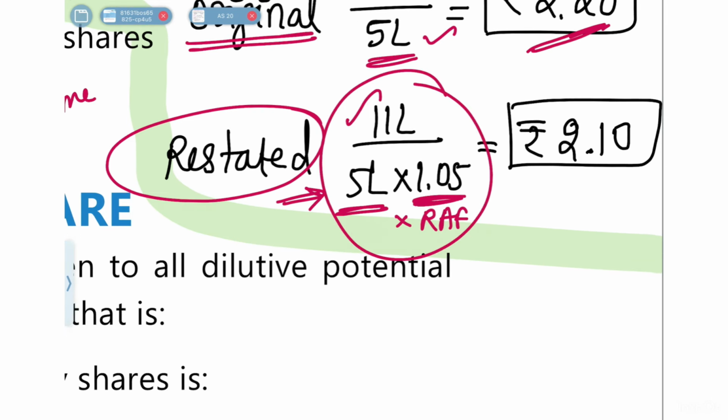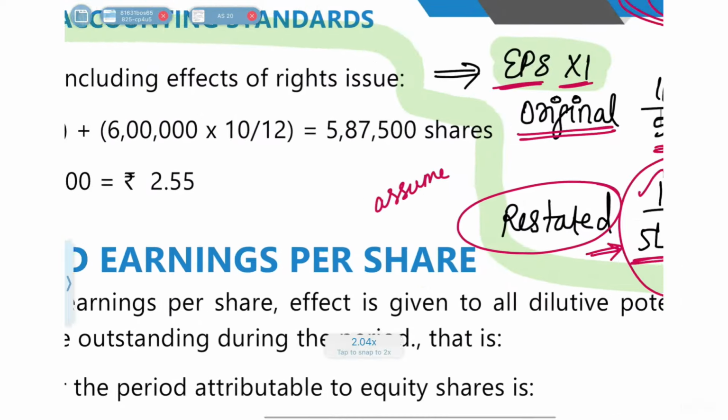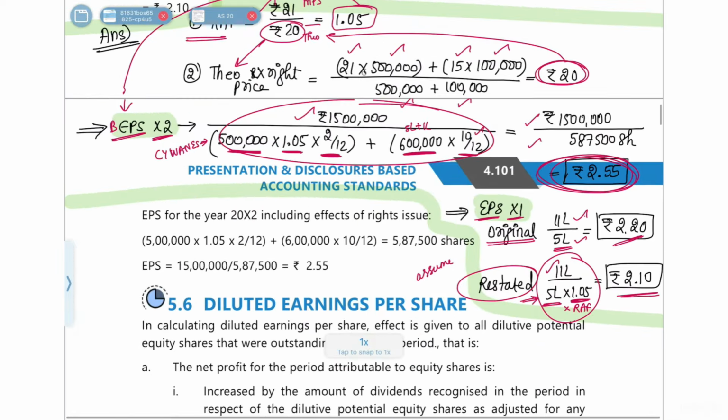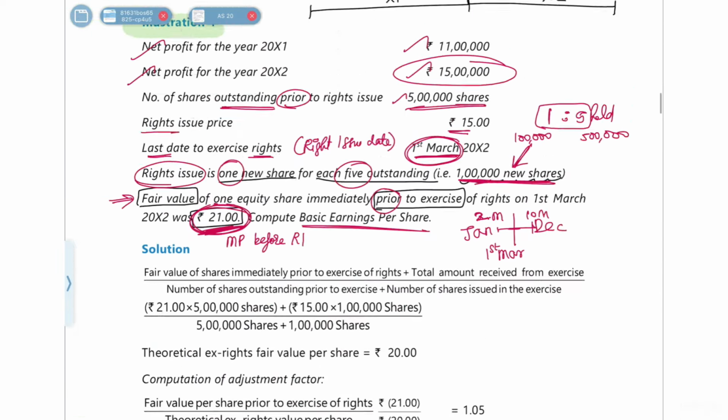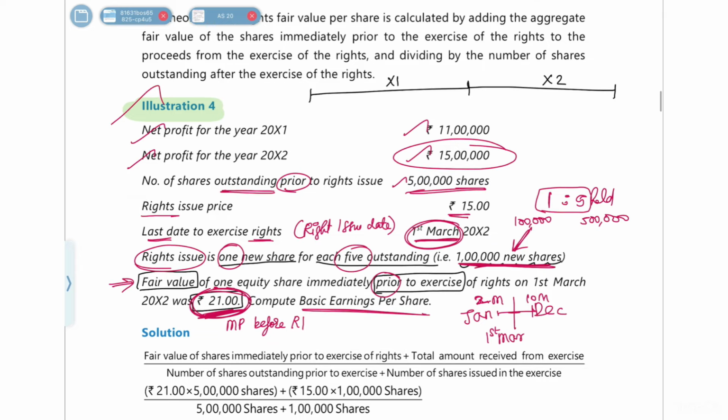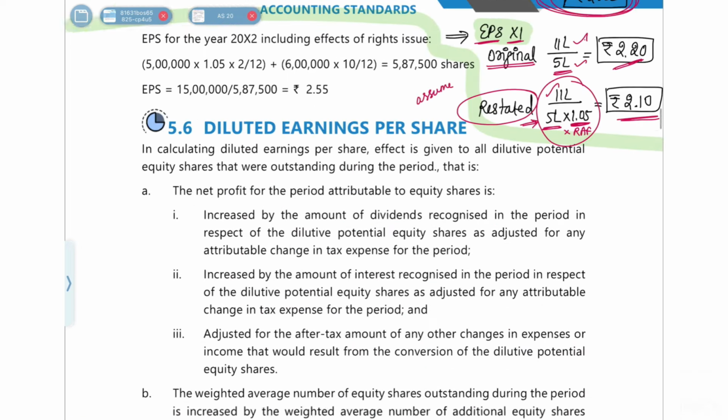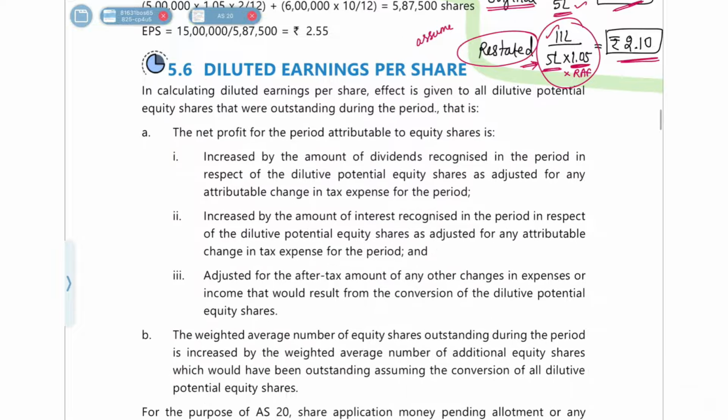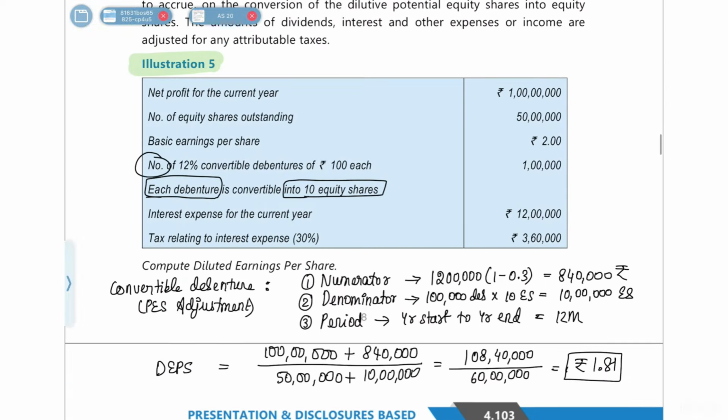If you then solve this equation, the previous year restated EPS would be 2.10. Okay. And this is how you solve your illustration number 4. I hope you understood this. Now let's move on to illustration number 5.